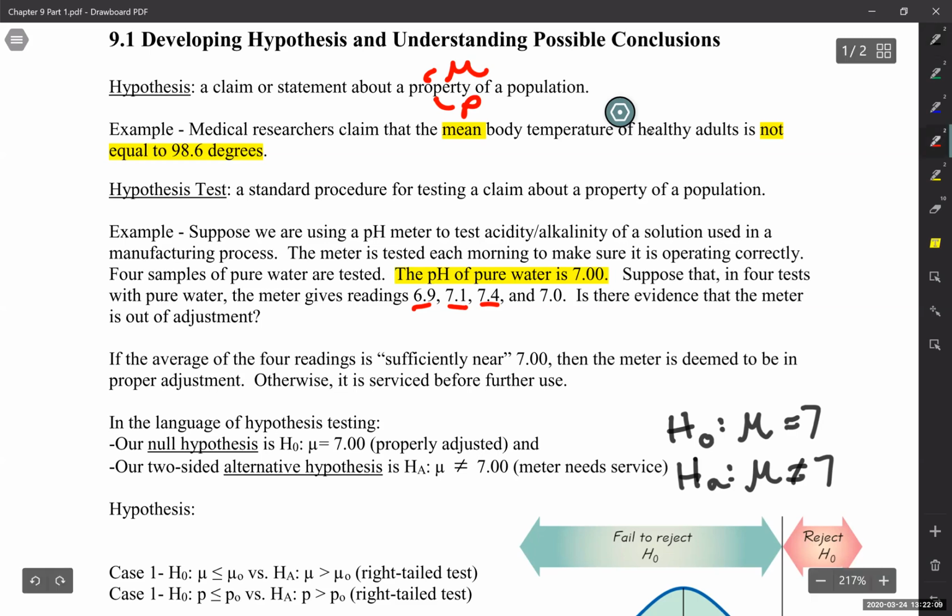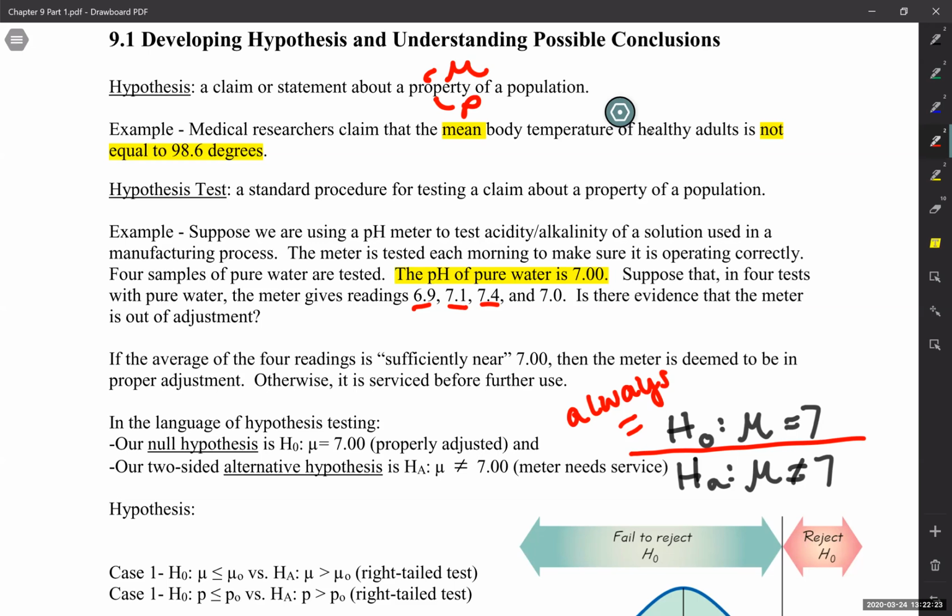Now, the top one, let me just cut this in half just to make it easier to see. The top one is always equal. And then the bottom one can be less than, greater than, I'll write this down, can be greater than, less than, or not equal. And up here we could even have, well, I'll get to those other examples in a second.